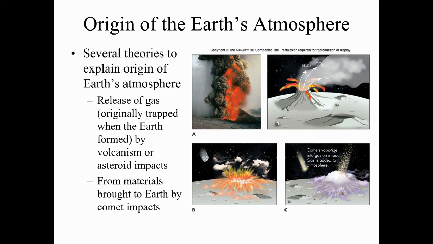Origin of the Earth's atmosphere. Several theories explain the origin of Earth's atmosphere. One is a release of gas originally trapped when the Earth was formed, or by volcanism or asteroid impacts, or from materials brought to Earth by comet impacts. Comets have a lot of water in them, so that would be why we're thinking that's where the H2O came from. Also, you can see the different gases released, water, carbon dioxide, nitrogen, when we have a volcano.